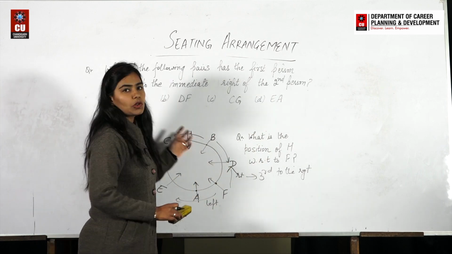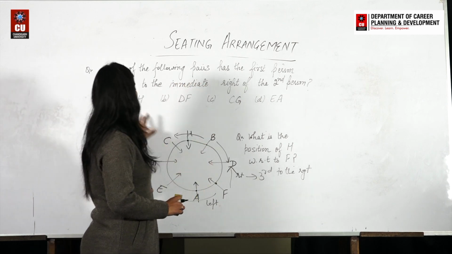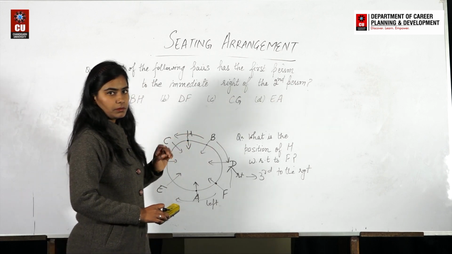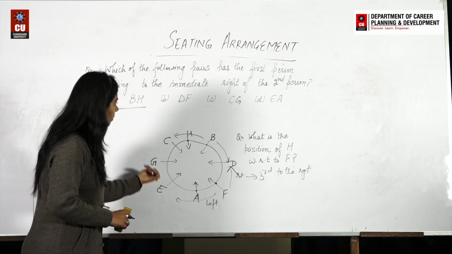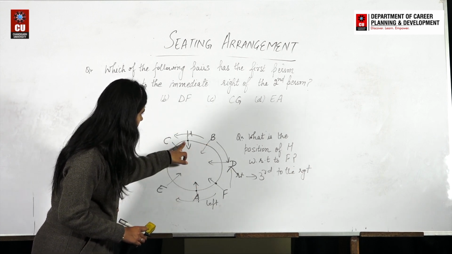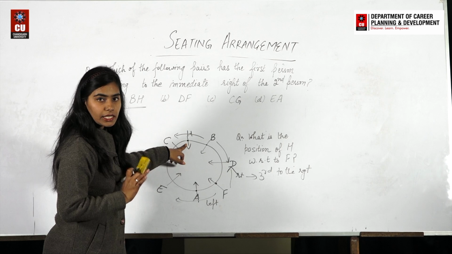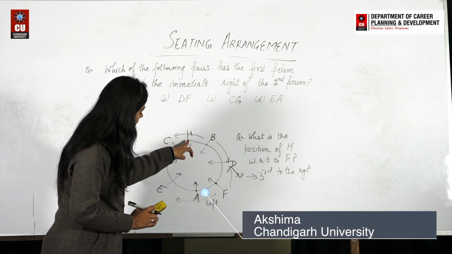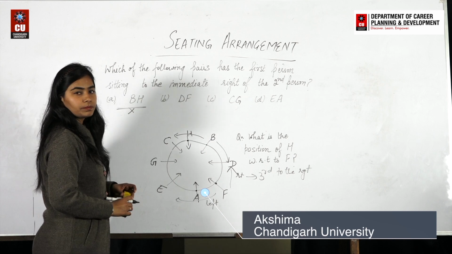The fifth and the last question of this circular arrangement is, which of the following pairs has the first person sitting to the immediate right of the second person? First option is B and H. We will see B and H. B is here, H is here. The question says the first person sitting to the immediate right of the second person. Second person is H. The immediate right of H is C. Now this option is wrong.